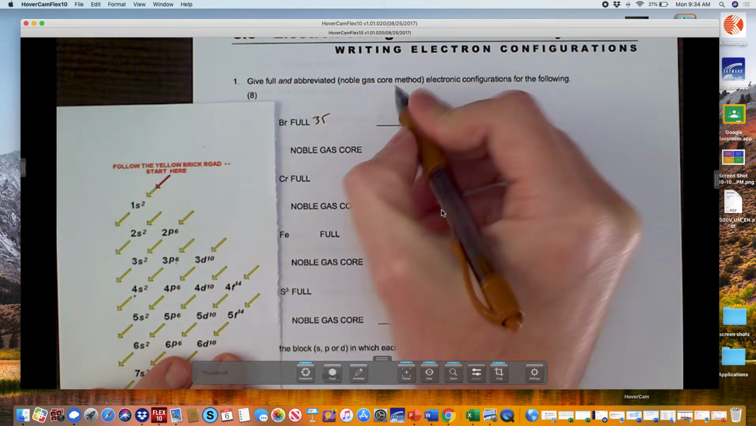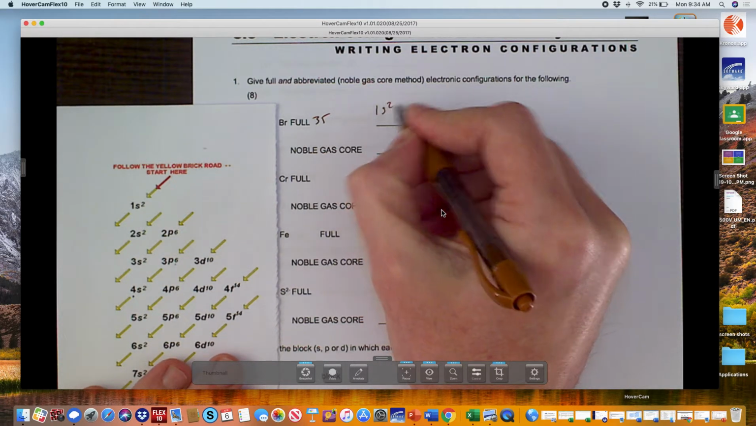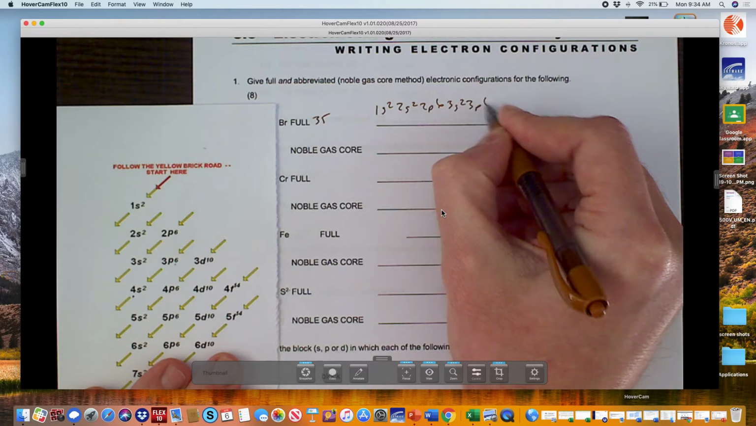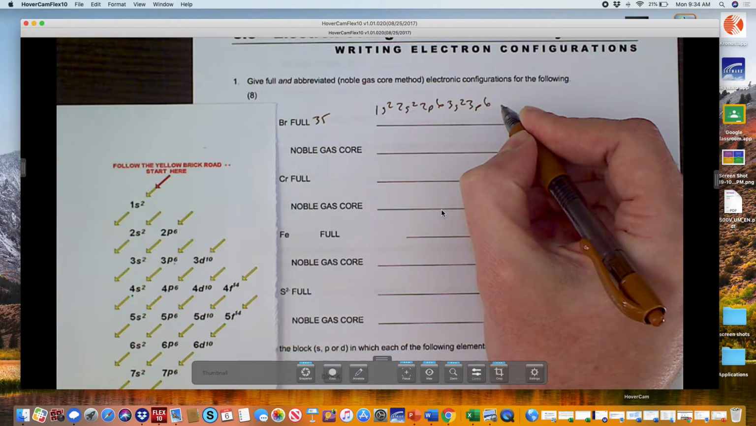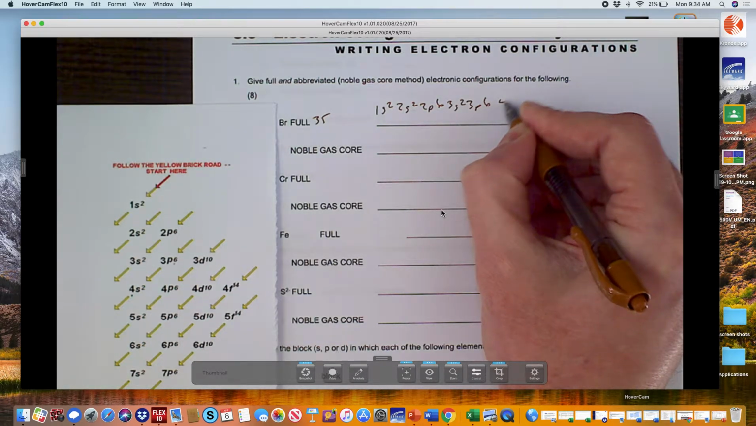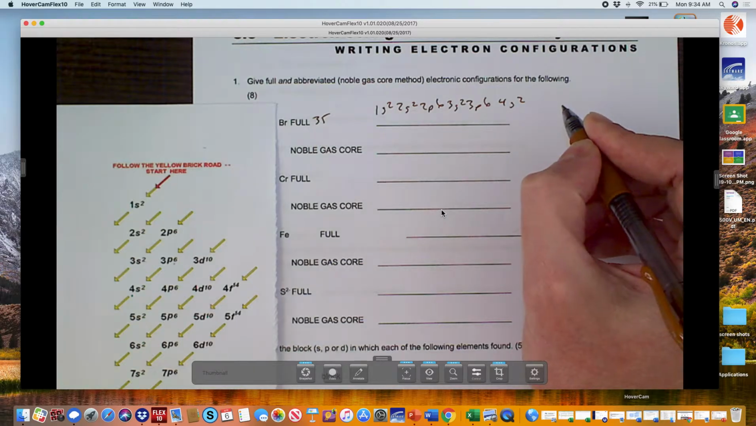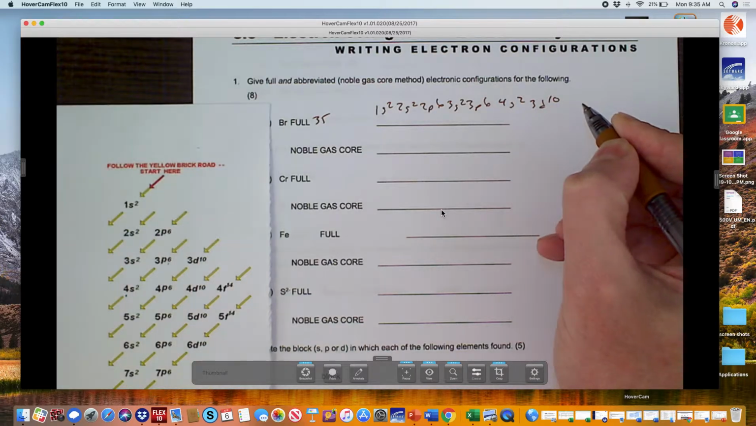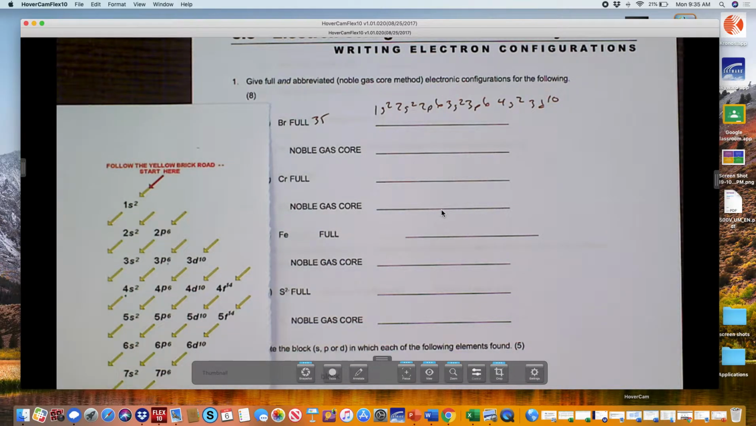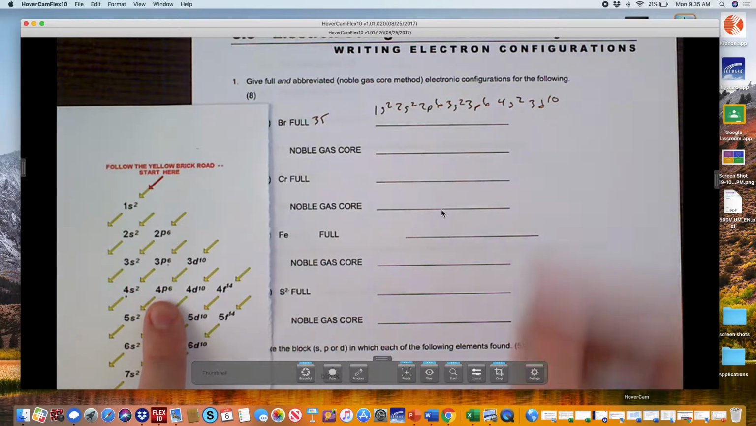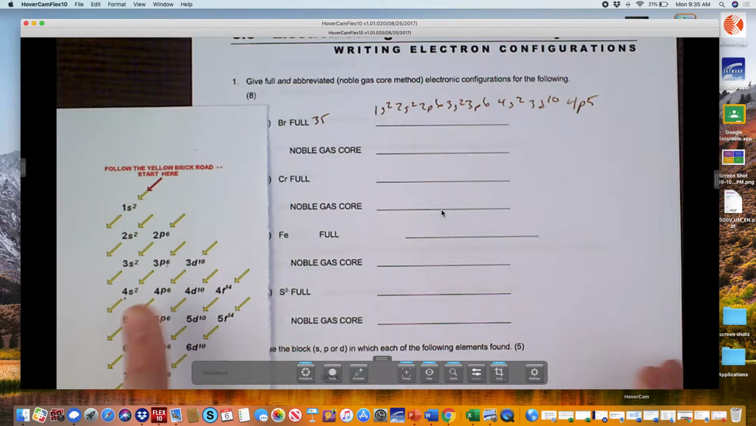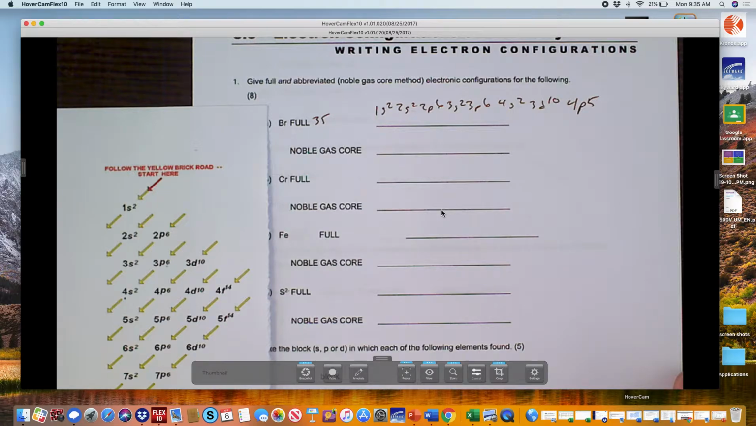And the full configuration is this: 1s2, 2s2, 2p6, 3s2, 3p6, 4s2, 3d10, 4p5. All right, so there's our complete diagram.